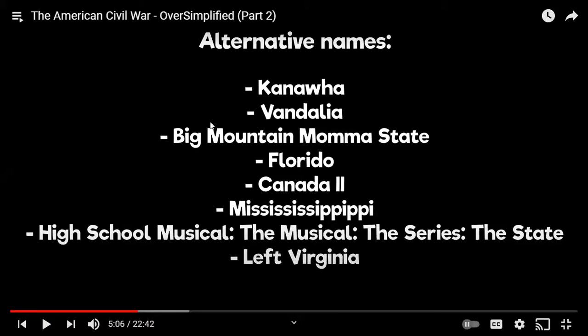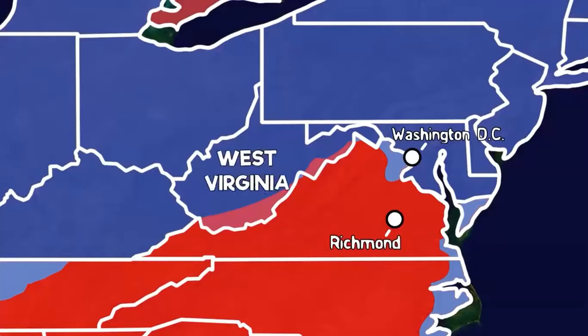Alternative names: Kanawha, Vandalia, Big Mountain Mama State, Florida, Canada, the second, Mississippi. Okay. High School Musical, the musical series, the state, and left Virginia. But they chose West Virginia. In the world, but the creative minds at the time came up with the ingenious West Virginia.